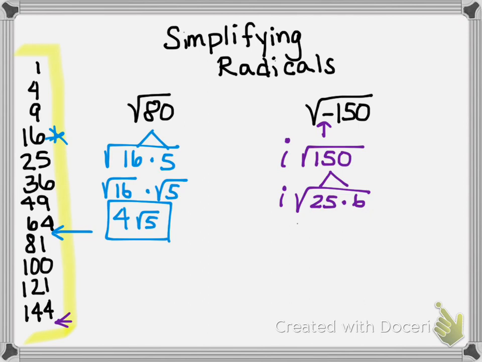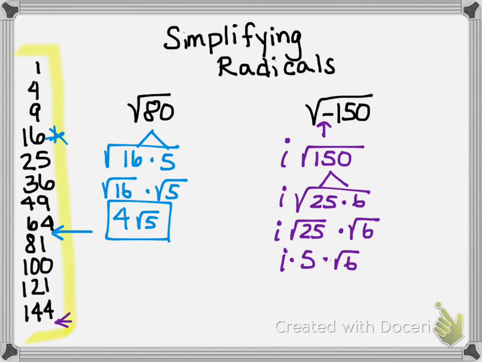25 is your perfect square. 6 is your not perfect square. So we're going to keep separating these out. This gets me the square root of 25 times the square root of 6. Well, the square root of 25 is 5. And all of these things are still being multiplied together.